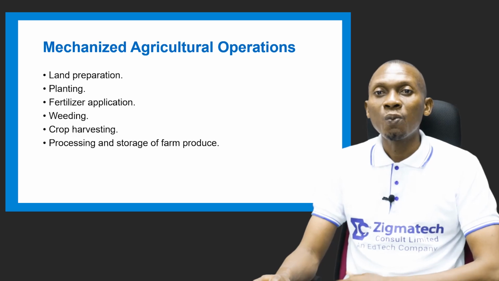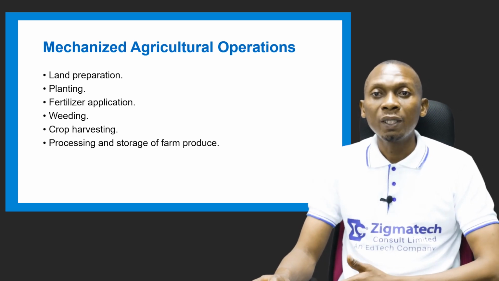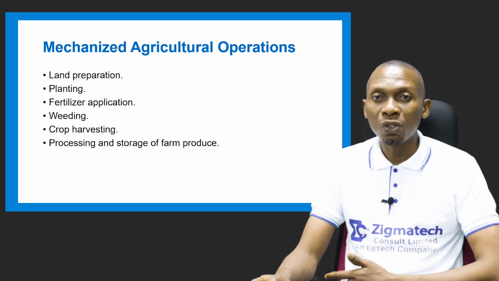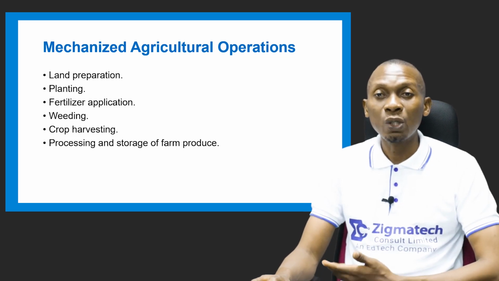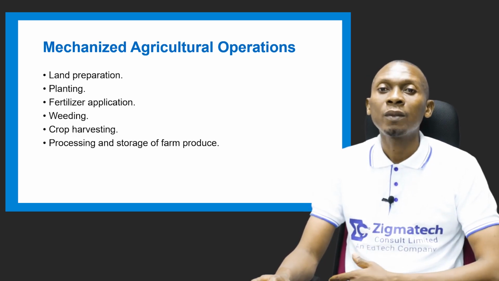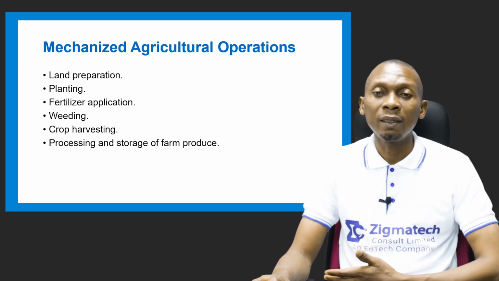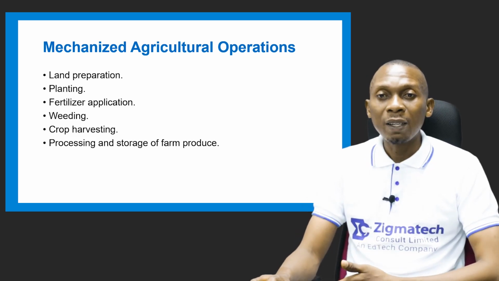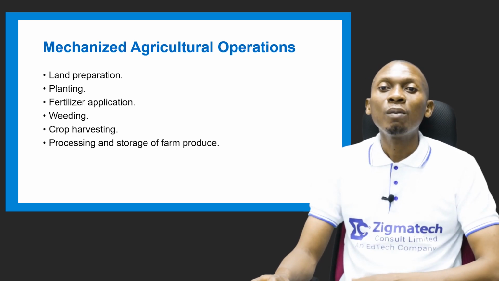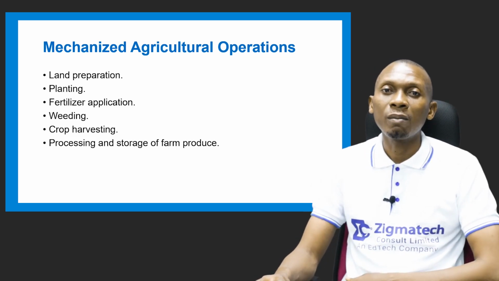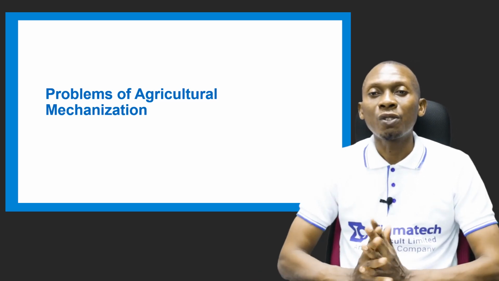Now, let's look at agricultural operations that can be mechanized. Land preparation is one of the agricultural operations that can be mechanized. Planting can also be mechanized; you can use machines to plant. Fertilizer application can also be mechanized, which means you can use machines to apply fertilizer. You can also use machines for weeding. The same goes for crop harvesting. Our crop produce can be harvested using machines, and they can also be processed and stored using machines.